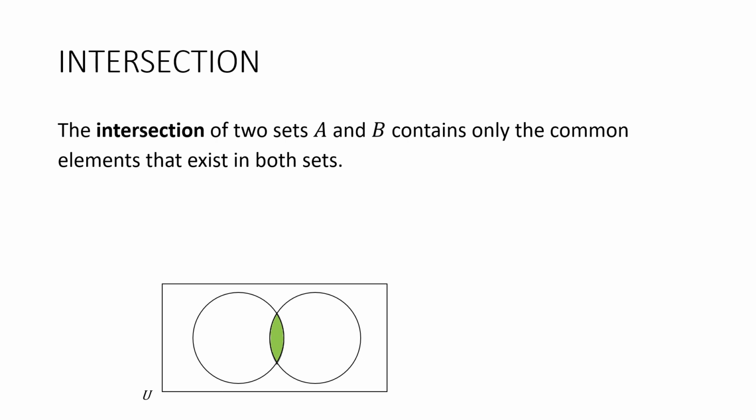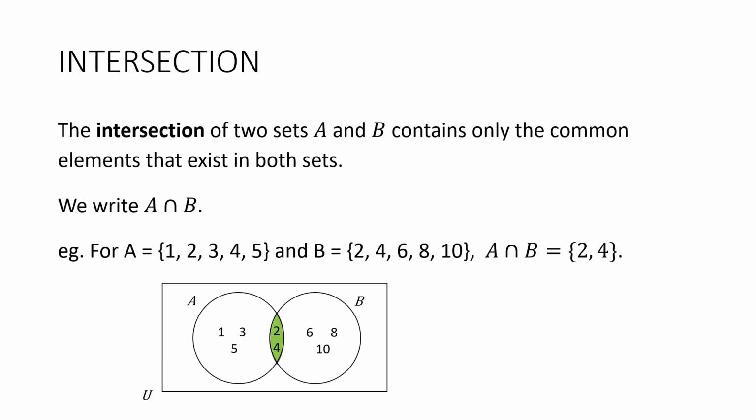The intersection of 2 sets A and B contains only the common elements that exist in both sets, and in this case we write A intersection B. In our previous example, A is the set 1, 2, 3, 4, and 5, B is the set 2, 4, 6, 8, 10. The intersection between A and B contains the elements 2 and 4.